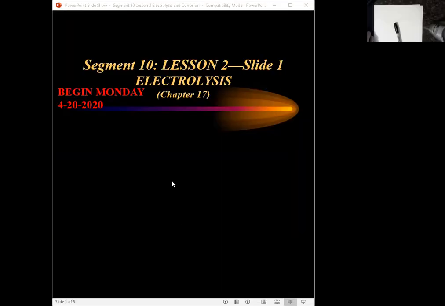Today we're going to look at electrolysis. Electrolysis is an electrochemical reaction that isn't spontaneous by itself and has to be driven by the input of some kind of electrical energy from outside. You're going to effectively attach a battery to it and make the reaction go the direction you want it to go, even though that direction isn't spontaneous.